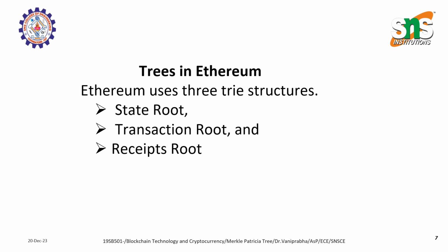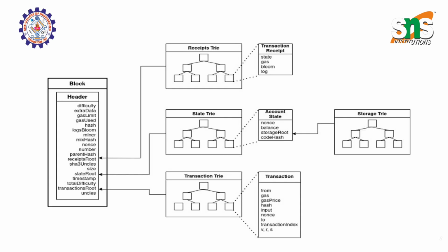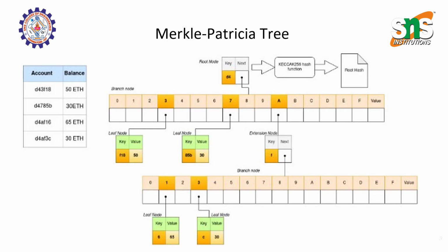There are 3 tree structures in Ethereum. They are state root, transaction root and receipts root. So this is the pictorial representation of state root, transaction root and receipt root. And here, this is an example for Merkle Patricia tree. So the nodes are named as 0, 1, 2, 3 up to 9 and A to F.